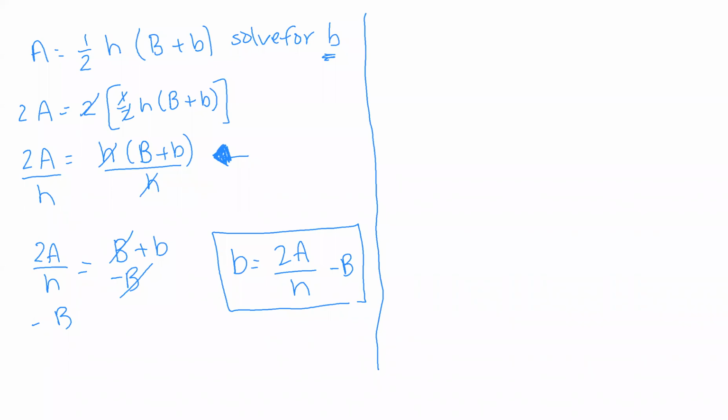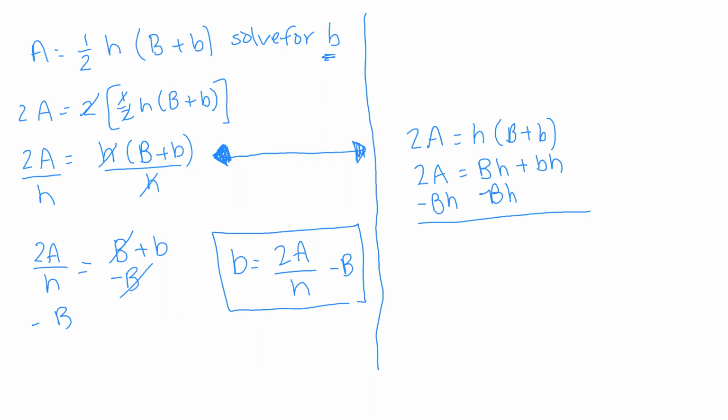So let's look at it the other way. We had 2a equals h times uppercase B plus lowercase b. And let's say your eyes saw it as needing to distribute the h. Well, you'd get uppercase B times h plus lowercase b times h. We would want to subtract BH, uppercase BH. So we would get 2a minus BH equals little bh.